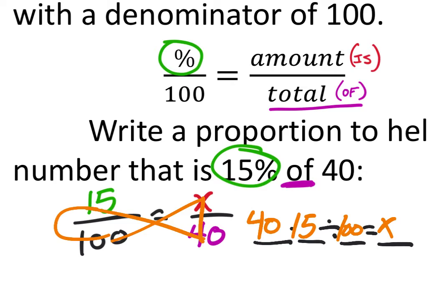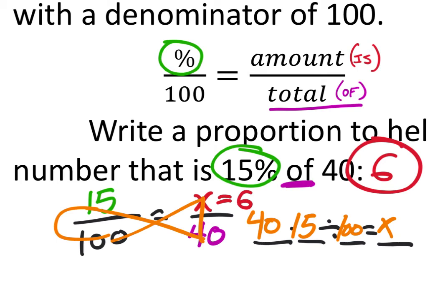So then I type this into my calculator, right? 40 times 15 divided by 100, and I get 6. So this unknown value is 6. The answer is 6. Boom, I did it.